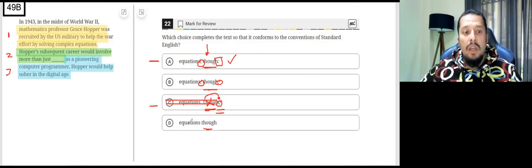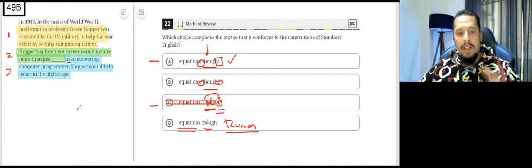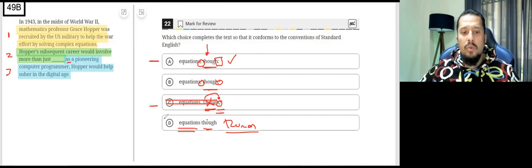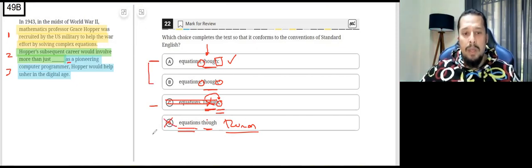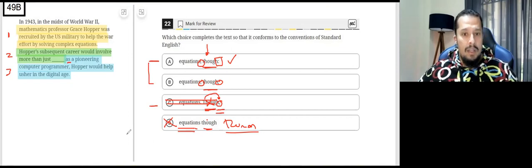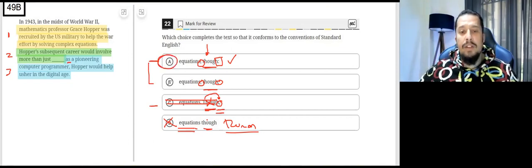And answer D would be considered a run-on sentence, right? Why? Because here you're telling me in answer D, equations, though as a pioneering engineer. So these two would also indicate a run-on sentence. You're left with answer A and answer B. Now, again, answer A is the best answer.